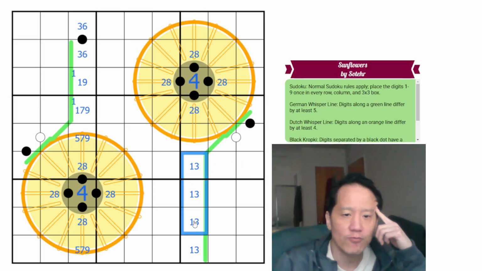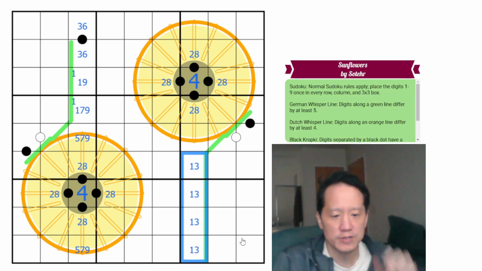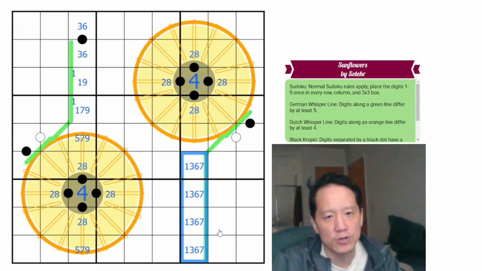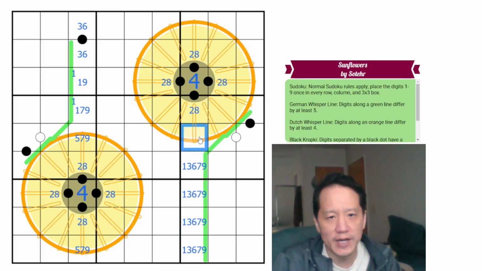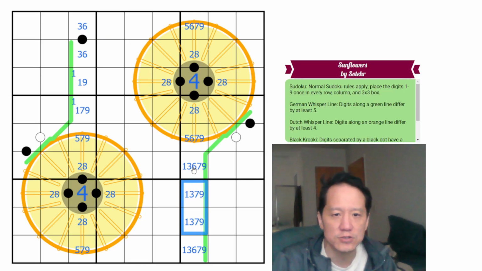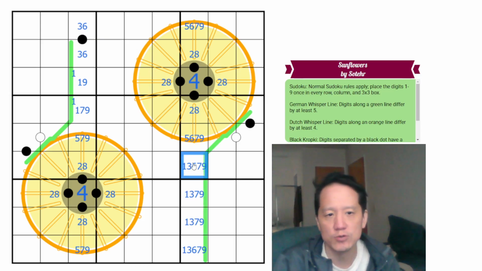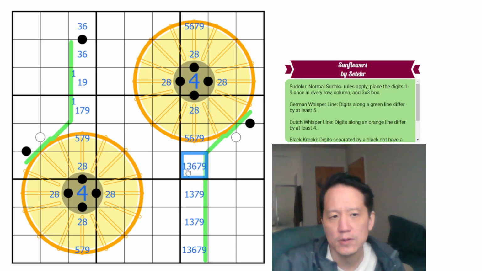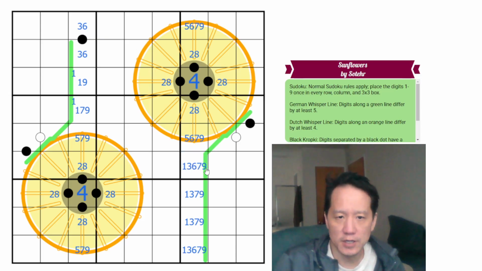So you can have 1 and 3, and then you could be with 6, 7, or 9. So the remaining digits here have to be 5, 6, 7, or 9, because we know 1 and 3 have to be here. But we don't know where, and these cannot be 6, because 6 cannot be next to 2 unique digits on a German whisper line. But, so this is 5, 6, 7, or 9.